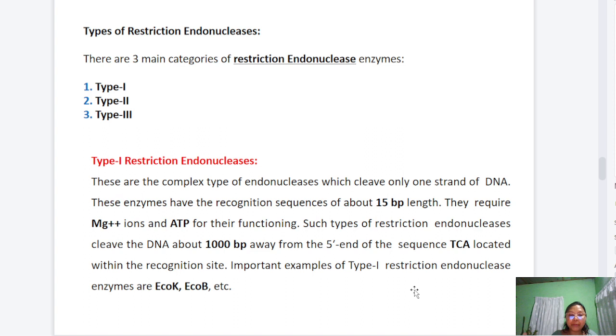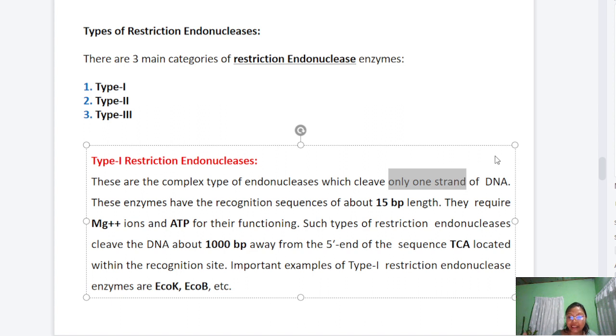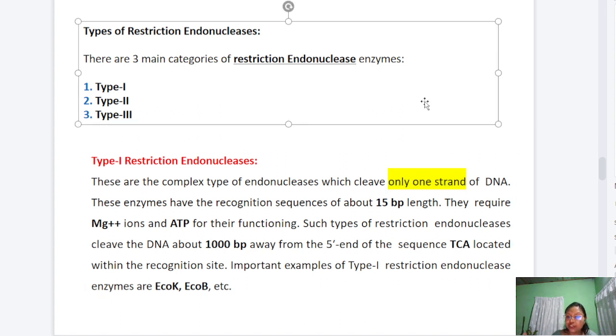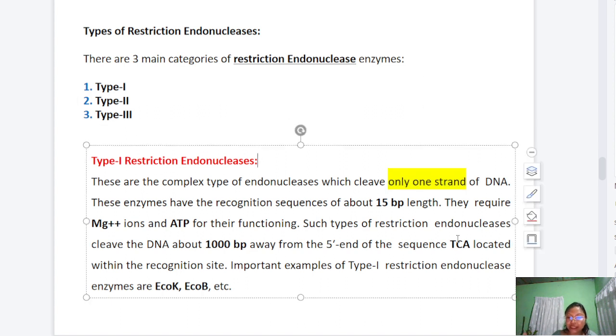So these are the complex type of endonucleases which cleave only one strand of the DNA. So not going to cut both strands every time, but here this type 1 restriction enzyme is going to fragment or cleave only one strand of DNA.